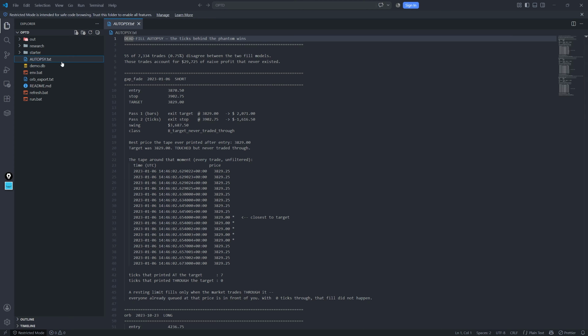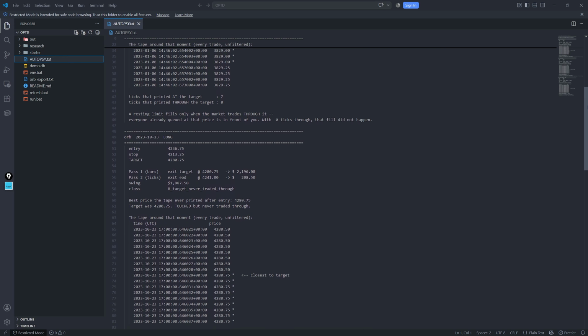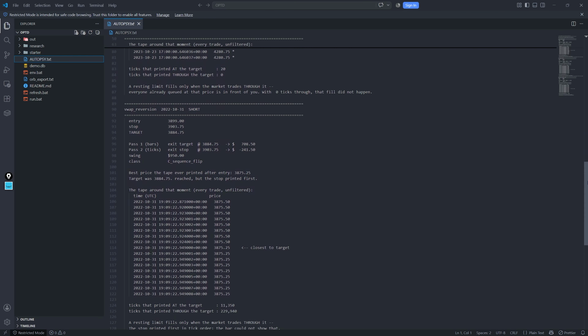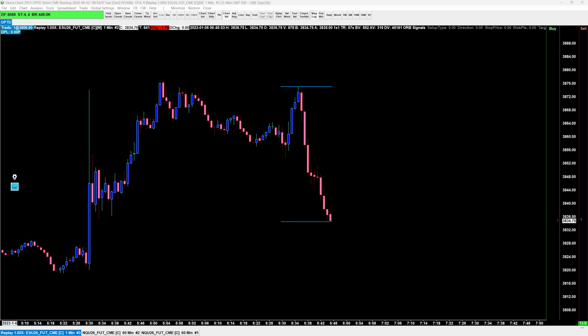So here's an example of one trade, the gap fade on January 26th of '23. The backtest books a $2,000 win at the target. Here's the tape. 7 ticks printed at my price and not one traded through it. Everyone resting there was in front of me, and that fill never happened. And the trade that won actually got stopped out. This is a $3,600 swing inside 25 milliseconds.